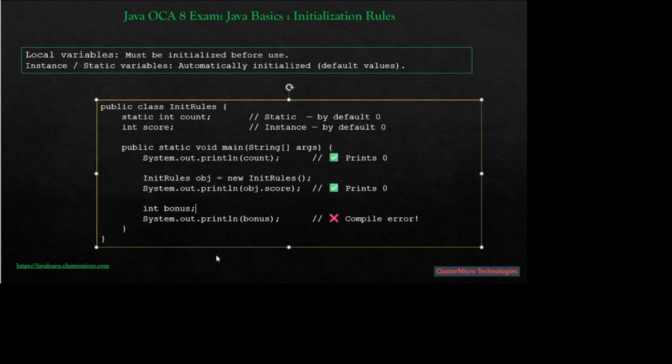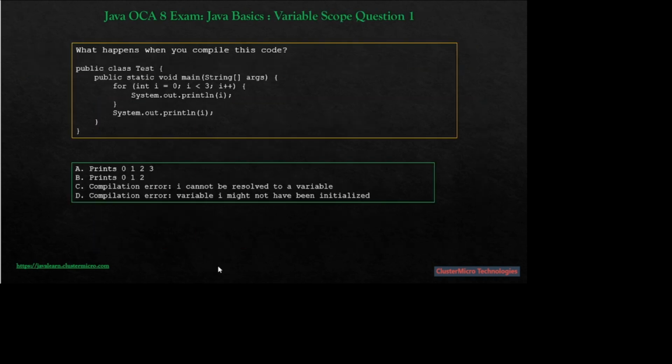Okay, so what happens when you compile this code? This is question number 1. It is pretty easy. You see this int i is declared within this for loop, right? And you are trying to access it outside the for loop, so it will lead to a compile error. So the answer is C.